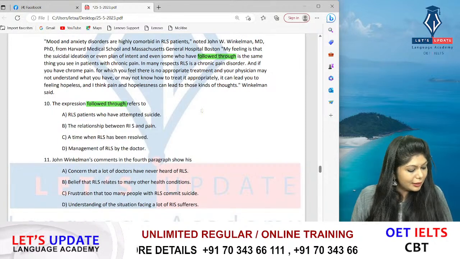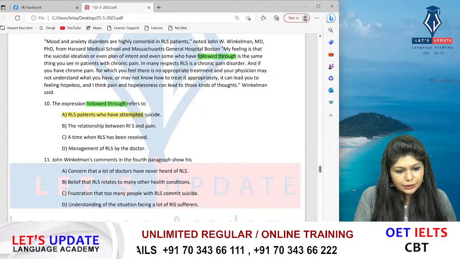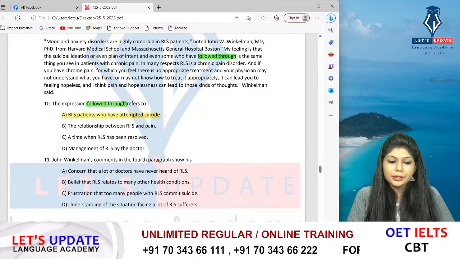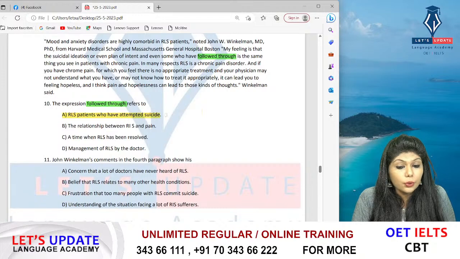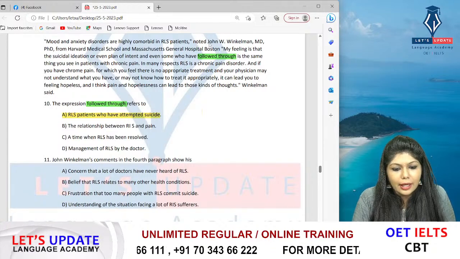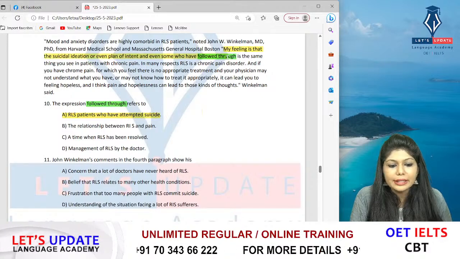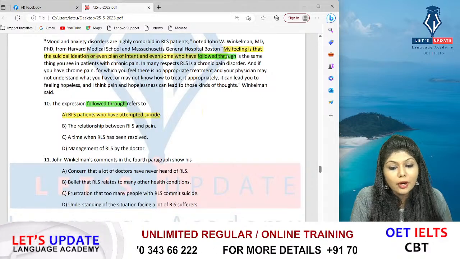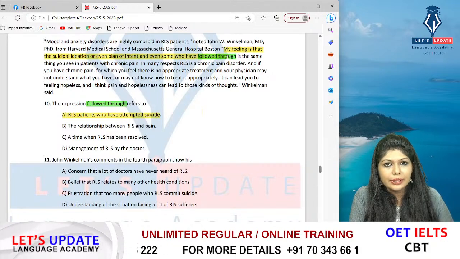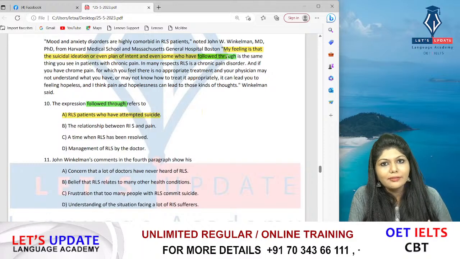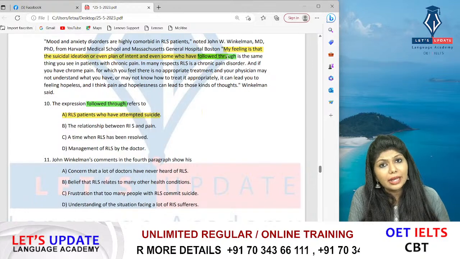Let me give you the correct answer. The correct answer for this question is option A. Look at option A, patients who have attempted suicide. What does this phrase follow through mean? Look at the sentence: my feeling is that suicidal ideation or even plan or intent, and even some who have followed through, in the sense those who have attempted suicide. Wherever this follow through set of words comes, it is that they have actually attempted that.